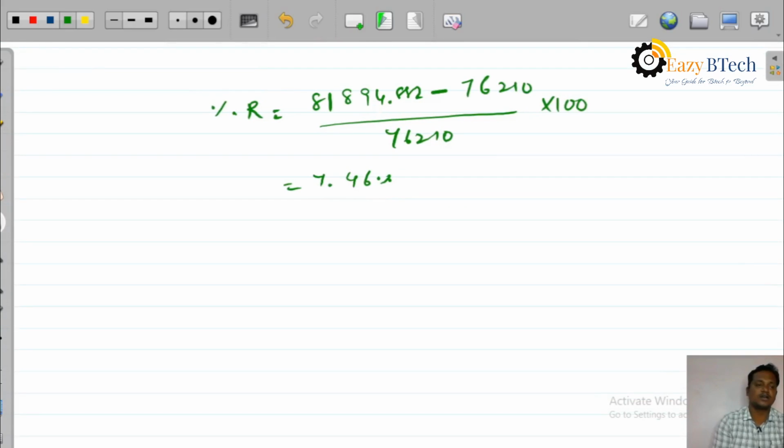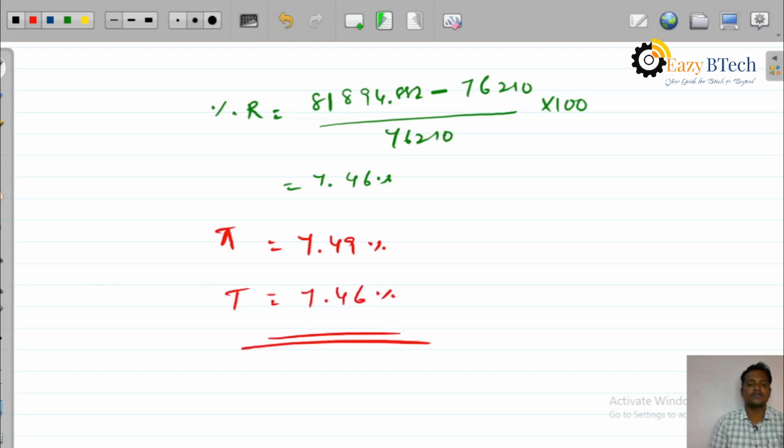Finally, I conclude that with the nominal pi method, I get the regulation as 7.49 percent. With the T method, I get the regulation as 7.46 percent. So this is the way we calculate with the help of nominal pi and nominal T methods. If they provide impedance, admittance and line data, from that we can calculate the ABCD parameters. From those ABCD parameters we can get the sending end voltage and regulation. This is the easy way to calculate the performance of a transmission line once we know the ABCD parameters.